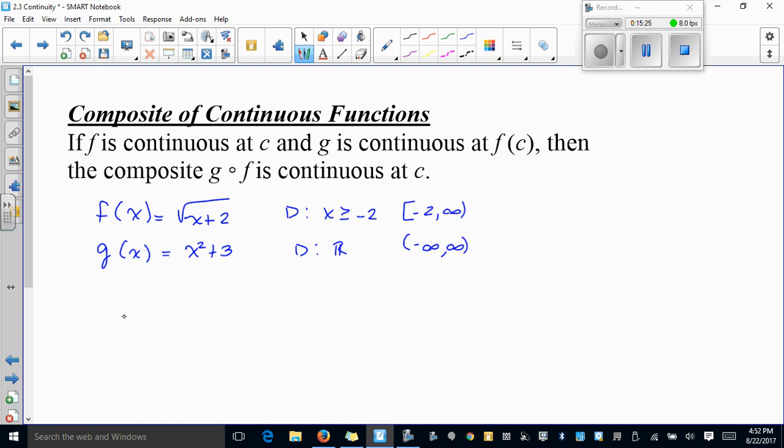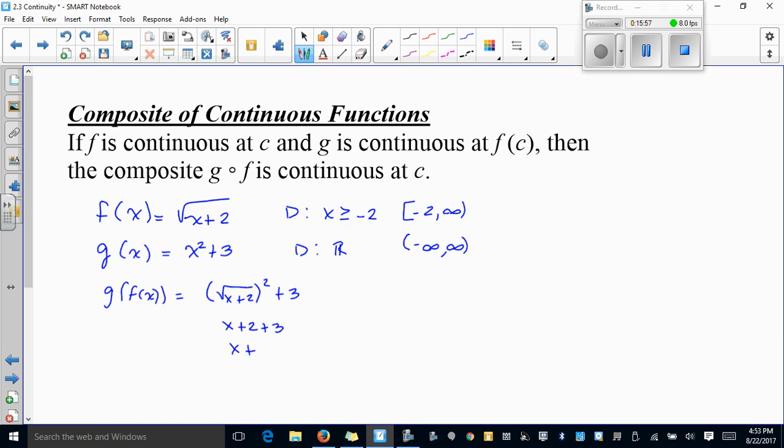When you do the domain of a composite, first of all, let's do g of f. g of f of x is equal to x squared plus 3. But I'm putting f of x in here, so I'm going to put the square root of x plus 2 here. This gives me x plus 2 plus 3, which leads me to have x plus 5.